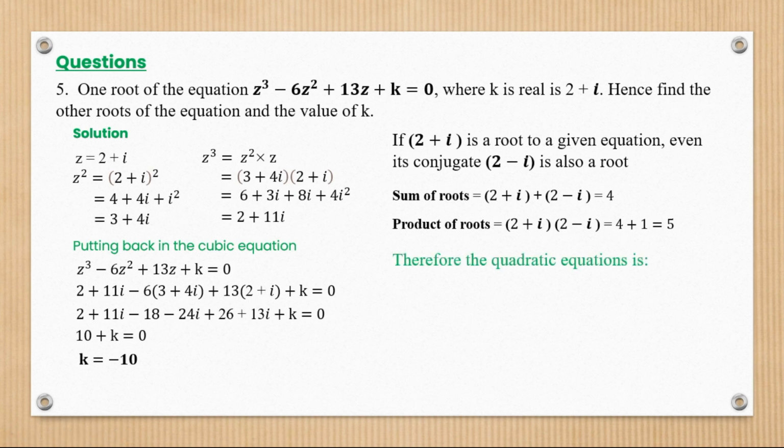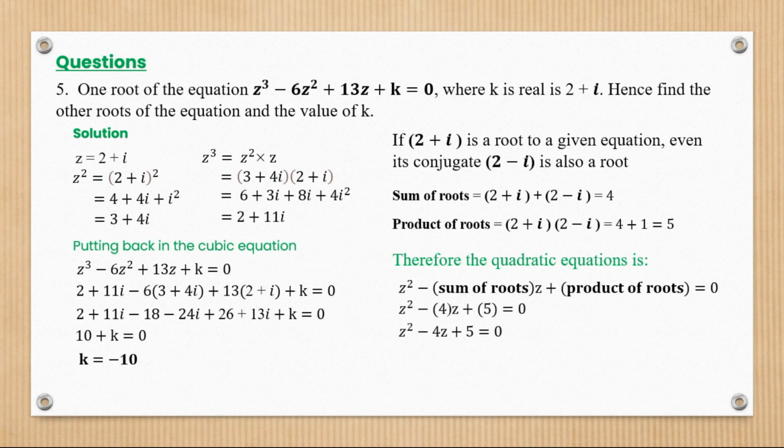Then therefore the quadratic equation is that. So when you substitute in the value of sum of roots and product of roots, you can see that the first quadratic equation is z squared minus 4z plus 5. So now let's find the other factor using long division. So z squared minus 4z plus 5 is the factor of that equation.